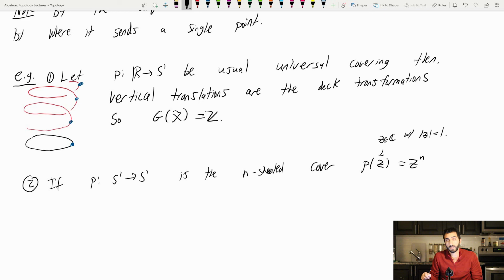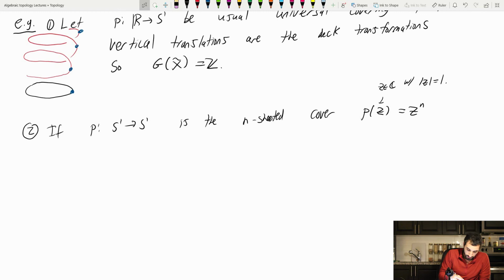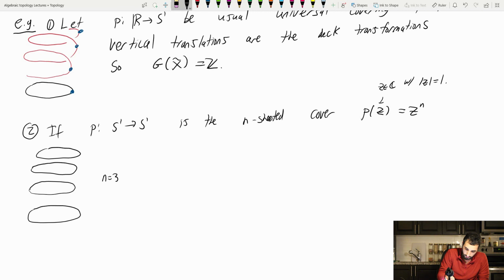And there was a picture of this, which looked like I have S1 downstairs, and I'll just draw, here is n equal to 3. The way to draw this is, you draw three copies of the circle upstairs. Well, we want this to be connected. So cut out a little bit here, and you climb the parking garage, and then come all the way back down. So that's the covering space when n is equal to 3.